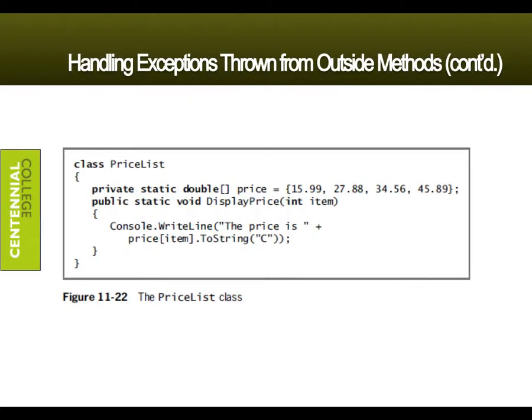Let's take a look at this now. All right, so here's a method. Class PriceList. Let's take a look at this. We've got a double array called price, right? 1, 2, 3, 4 elements of different kinds of double values. These are literals right here.